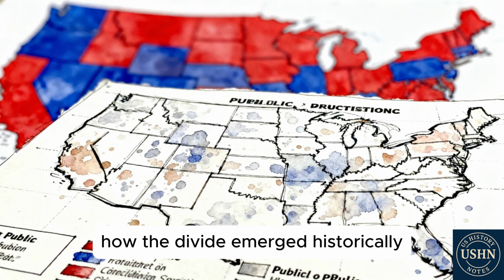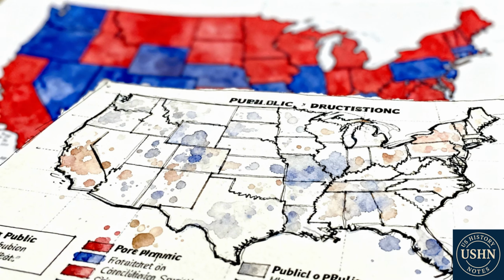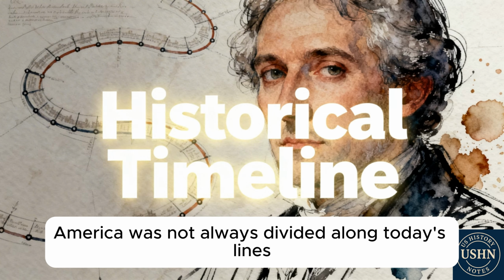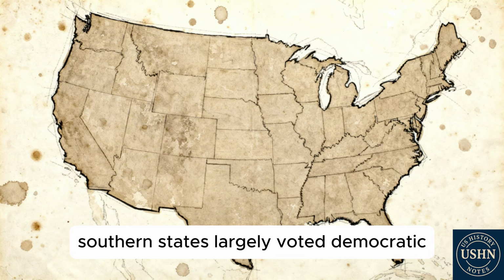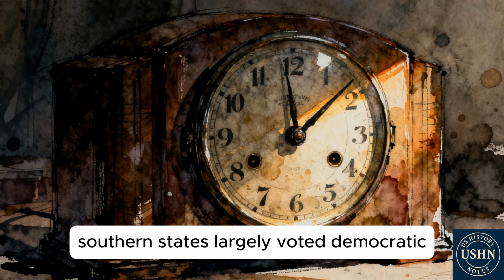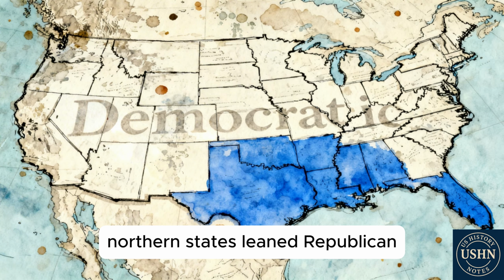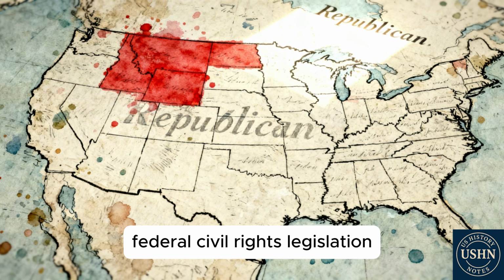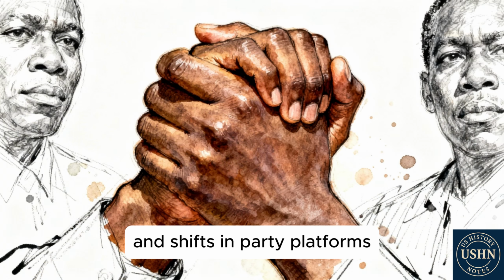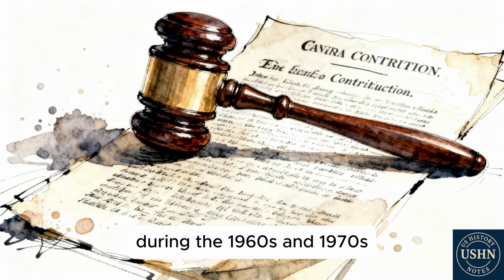How the divide emerged historically. America was not always divided along today's lines. In the mid-20th century, southern states largely voted Democratic. Northern states leaned Republican. This began to change after the Civil Rights Movement, federal civil rights legislation, and shifts in party platforms during the 1960s and 1970s.